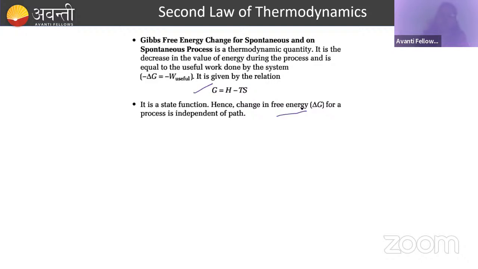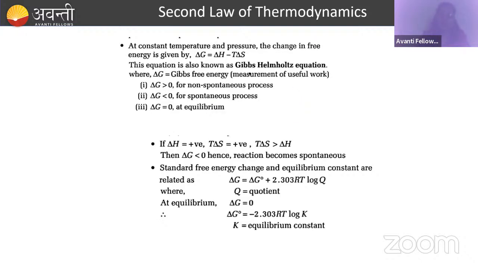Free energy change for a given species. Okay, so this equation is what we call the Gibbs-Helmholtz equation: delta G is equal to delta H minus T delta S, known as the Gibbs-Helmholtz equation, and which is very useful. What is delta G here?